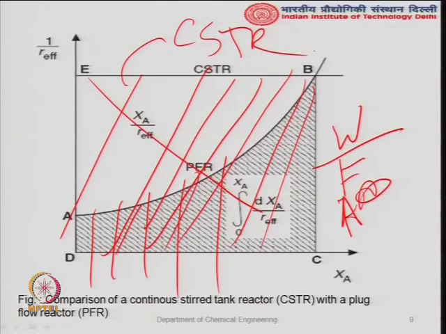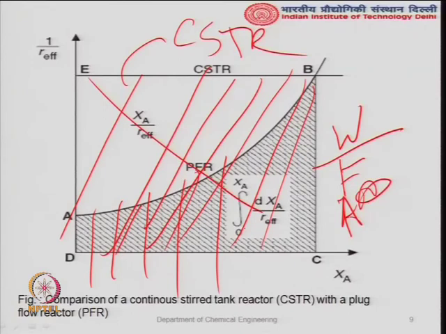What have we learned from this? This total area is much larger compared to this shaded portion. So if you want to achieve the same conversion in a commercial reactor, you need a larger reactor, because F_A0 is the same and you want the same productivity. If you are treating 1000 tons of feedstock, then W by F_A0 is fixed, and one wants to do it in a CSTR and another in a plug flow reactor.